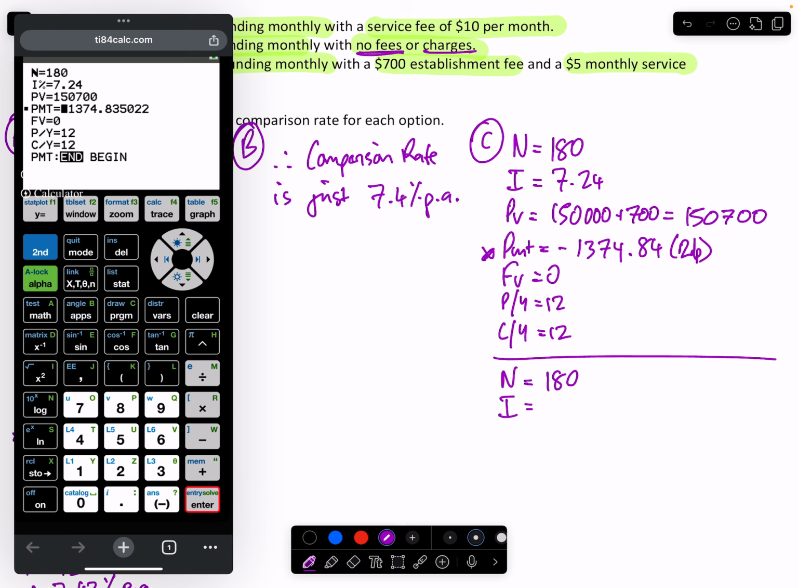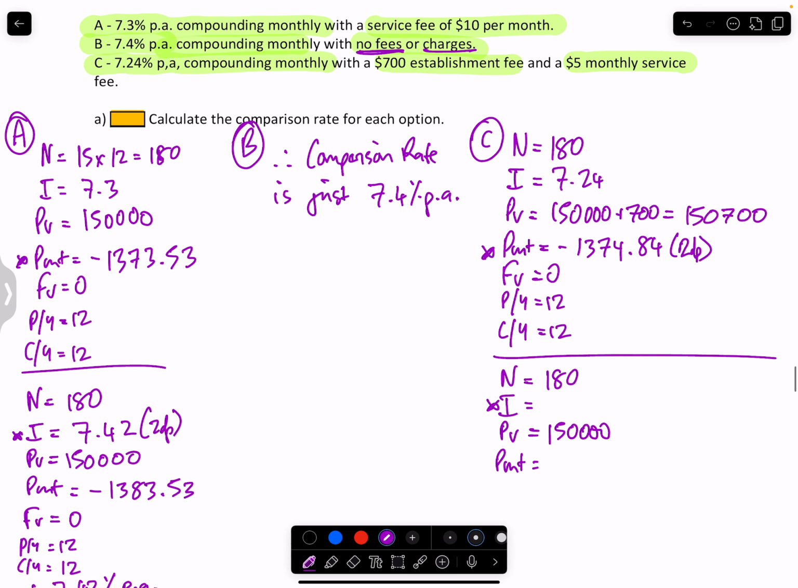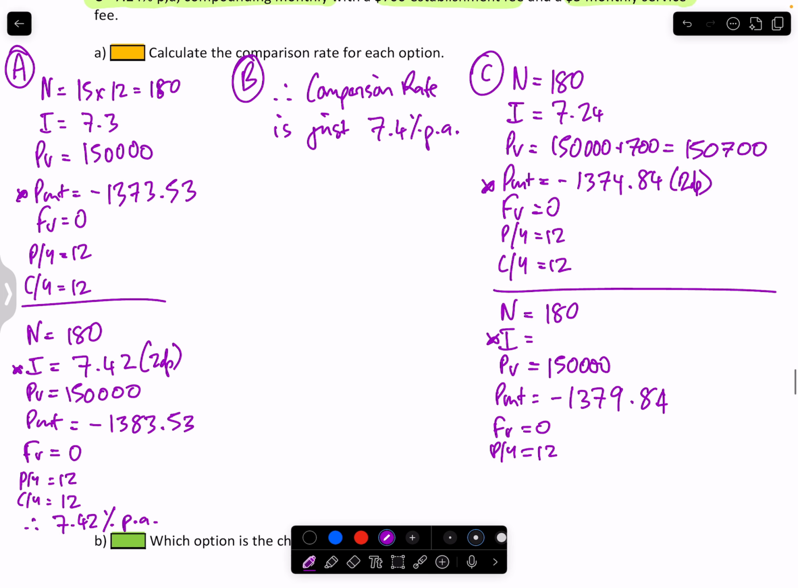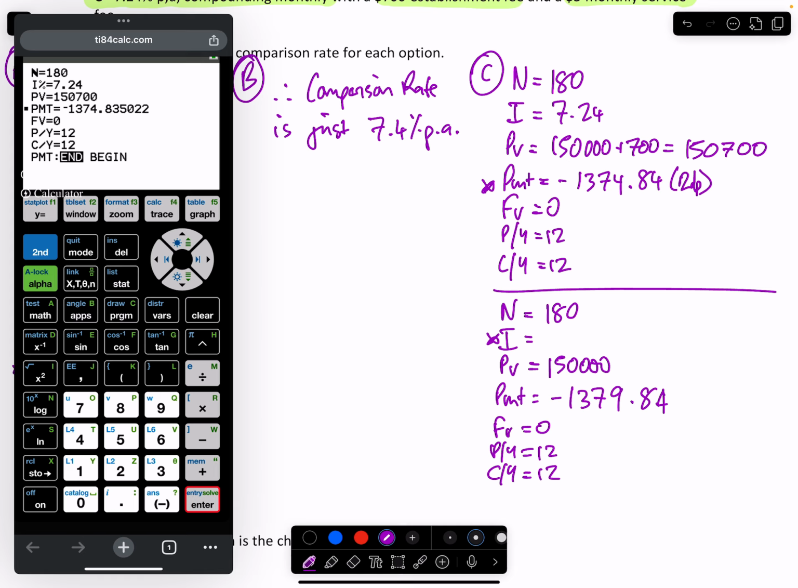We're solving for the interest rate now. We go back to 150 grand. PMT is now going to be, with the $5 monthly service fee, negative 1374 plus 5, so 1379.84 per month. Owe the bank nothing. PY is 12. CY is also 12. Negative 1379.84 because it's $5 extra per month.